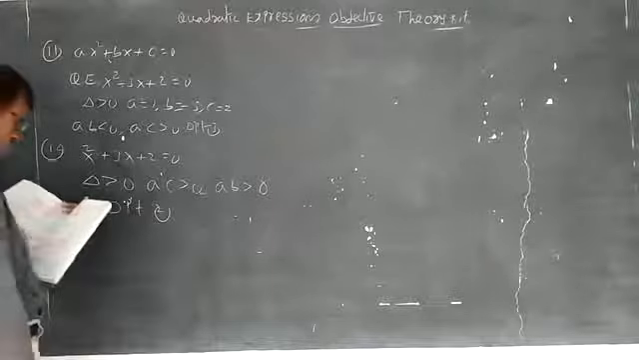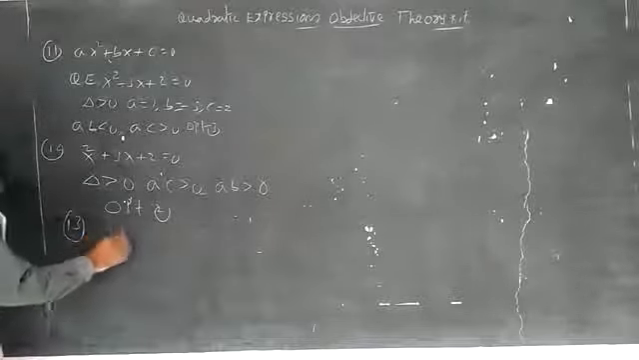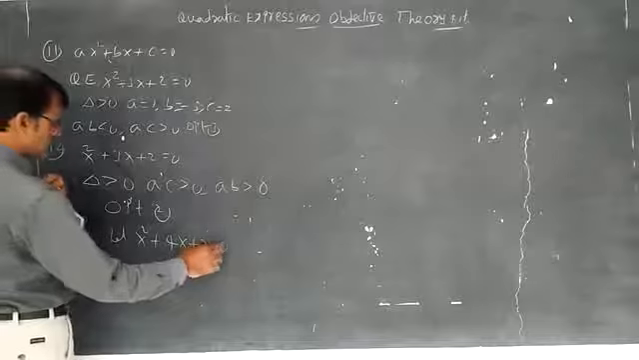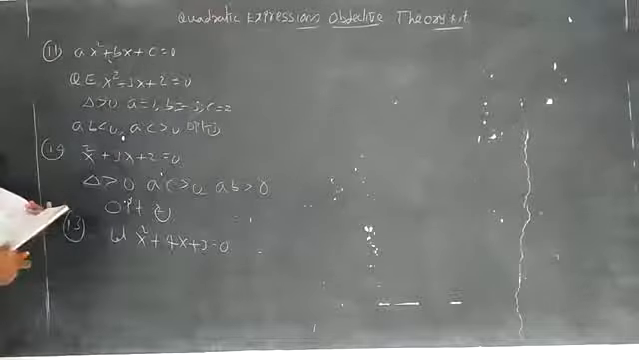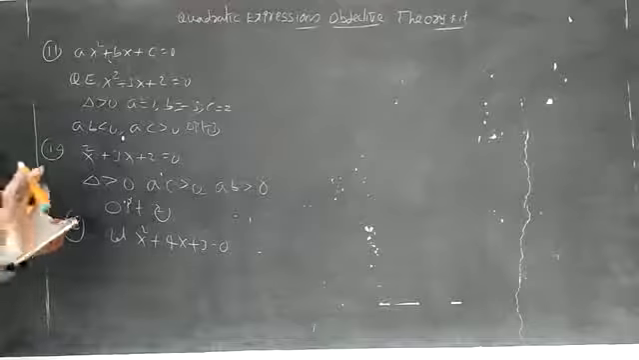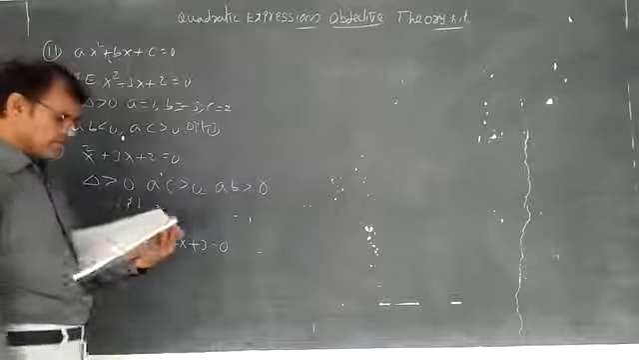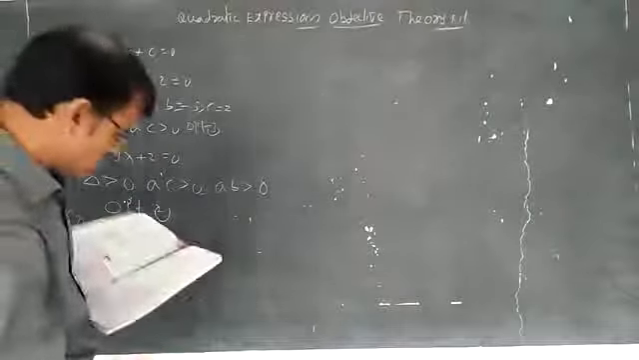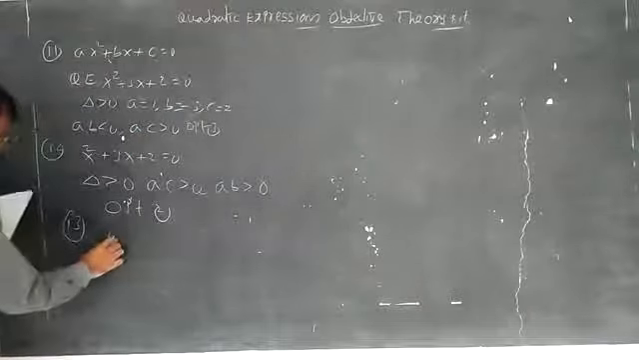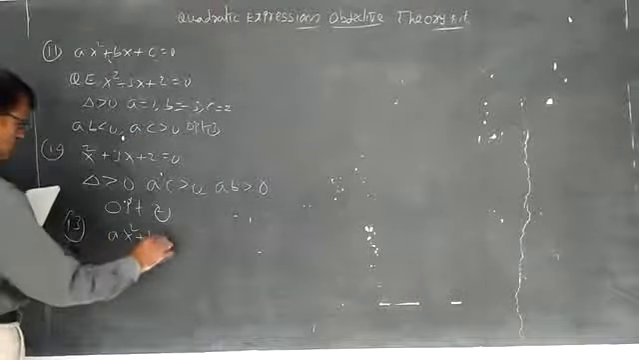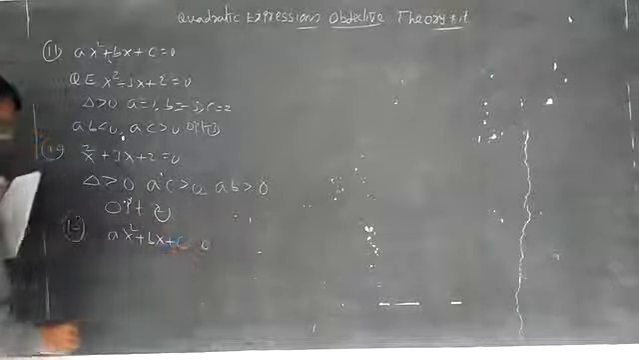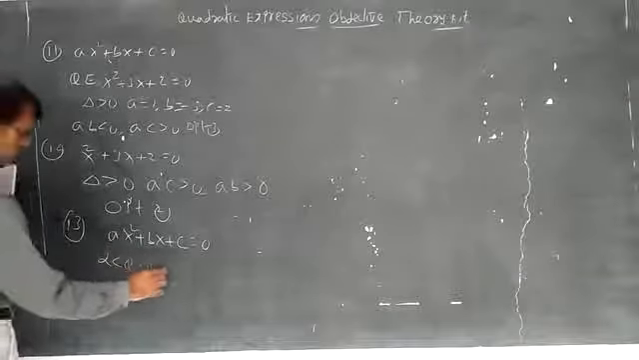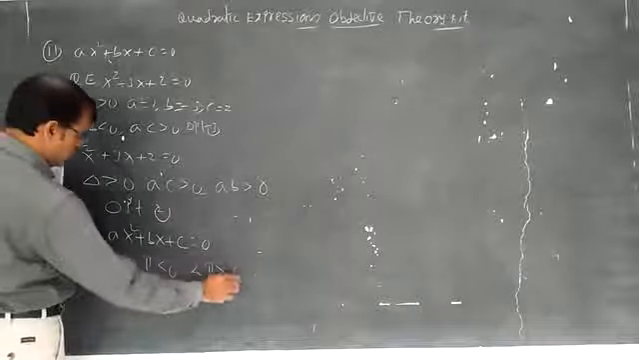13. Both roots are negative, and b less than 0. Whenever both roots are negative, you can take x square plus 4x plus 3. Students, both roots are negative and b less than 0. So let us do it depending upon the theory. ax square plus bx plus c equal to 0. Both roots are negative, so alpha less than 0, beta less than 0, and alpha beta greater than 0.